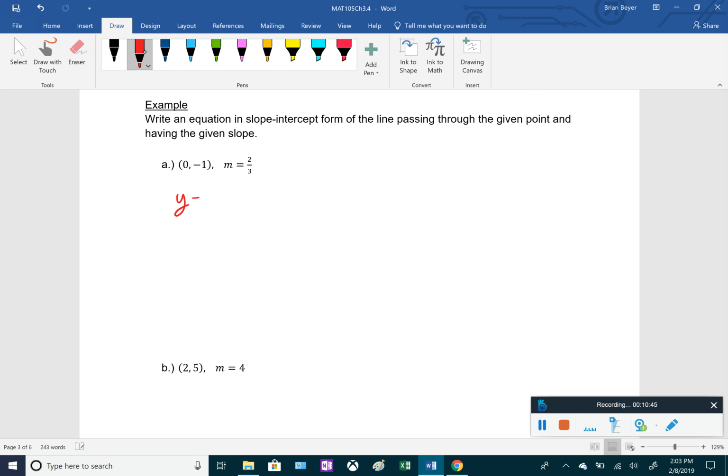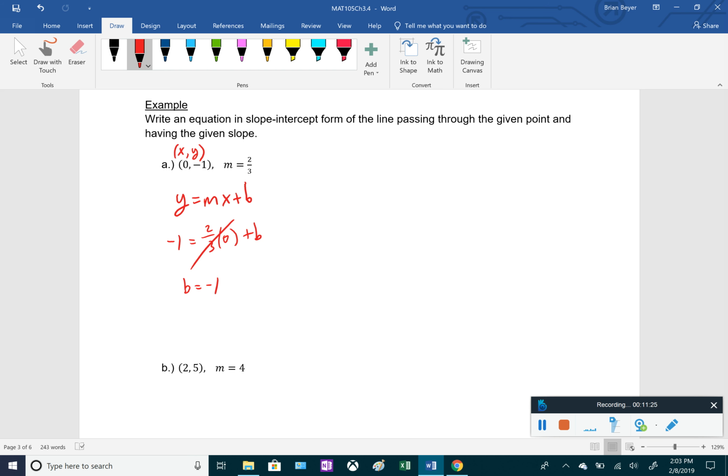Okay, so we want to write it in this form, y equals mx plus b. We're going to leave x as x and y as y because they're the variables for the equation. We have m already, but we don't have b. In order to find b, we have to plug exactly what we have in here, where this is x and this is y, into this equation and solve for b. So it's going to be -1 equals 2/3 times 0 plus b, plugging in that coordinate. So that 0 term cancels and we get b equals -1.